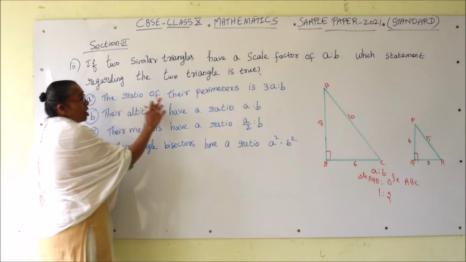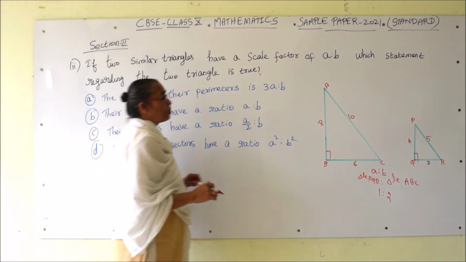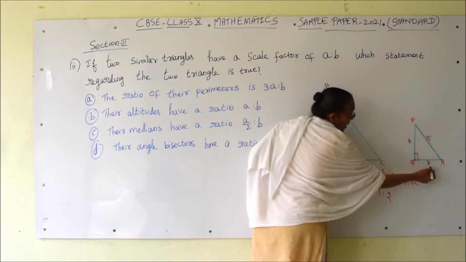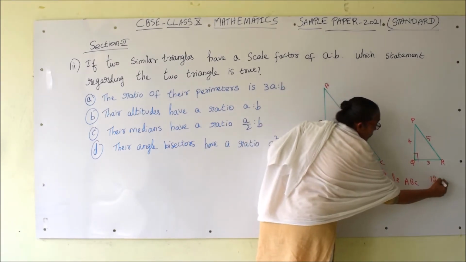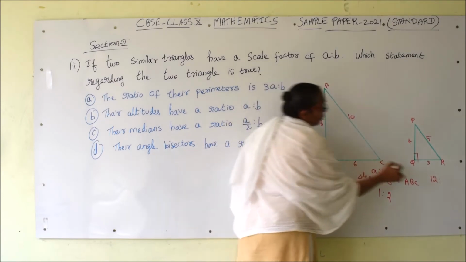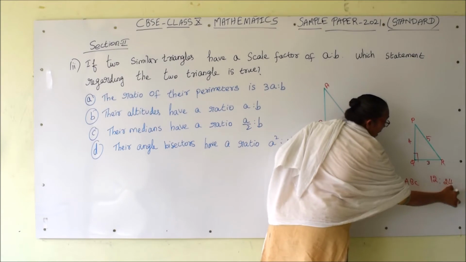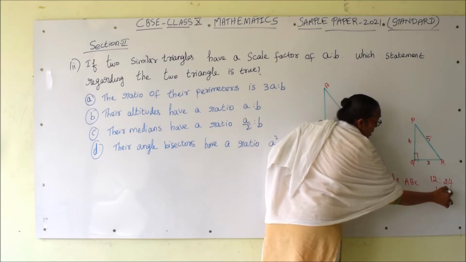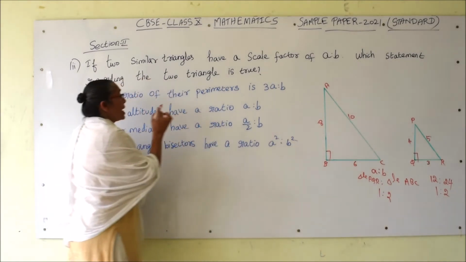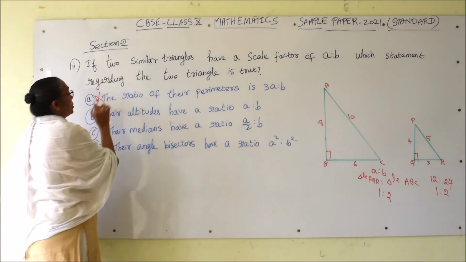The ratio of their perimeters is 3A is to B. So, what is the perimeter of triangle PQR here? 5 plus 3, 8, plus 4, 12. Let me add the perimeter here: 24. So, the ratio of their perimeters is also coming as 1:2 only. It is A is to B, but the option is given as 3A is to B. So, the first option is ruled out.